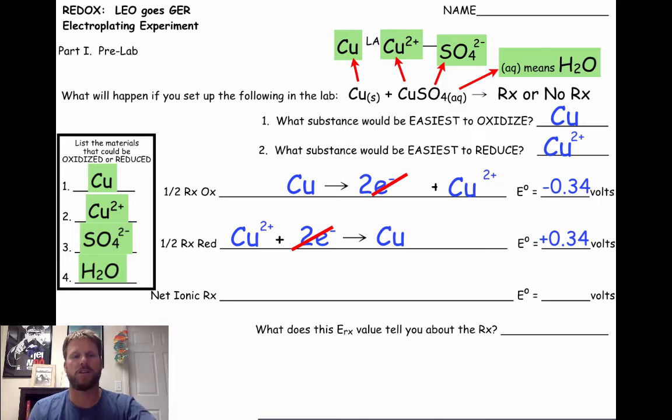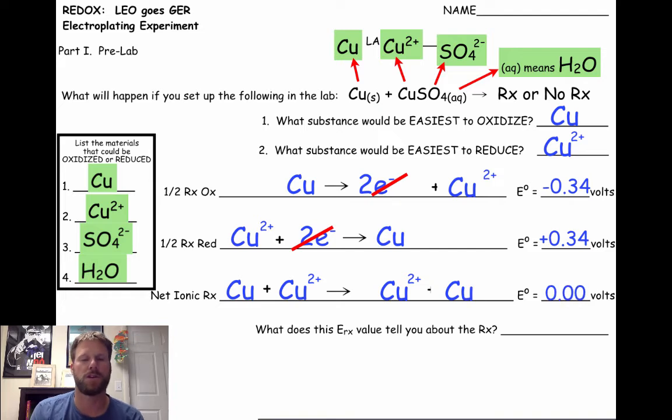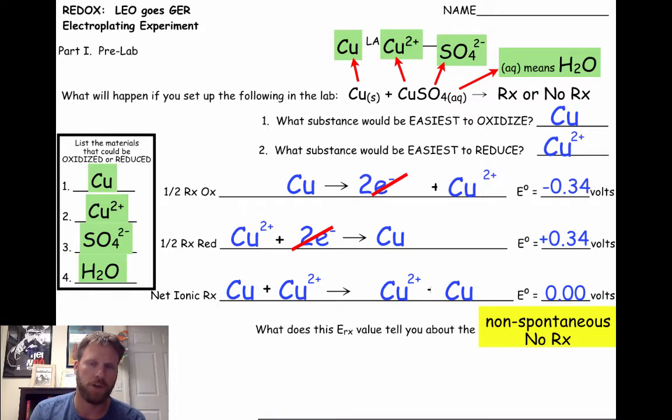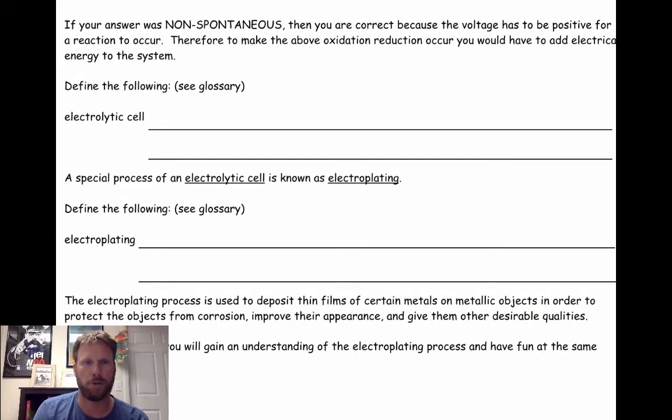When we add this together, we get an interesting net ionic equation. Copper plus copper 2+ ions gives you copper 2+ ions plus copper. So the products and reactants are the same. You get a voltage of 0, which would mean this is a non-spontaneous process. However, if you apply a voltage to this reaction, you can actually get this reaction to occur, and you can get copper ions becoming copper metal. And that is the basis of electroplating.